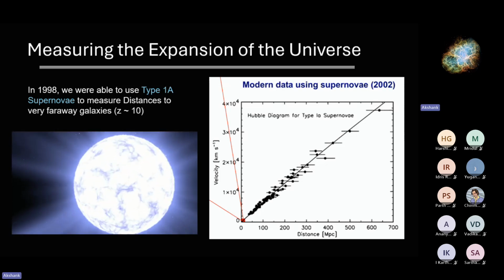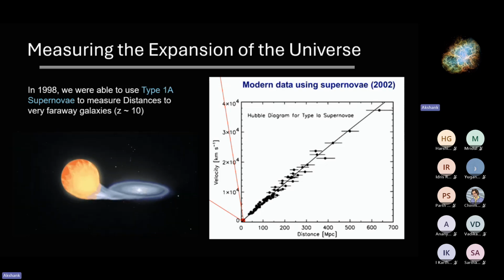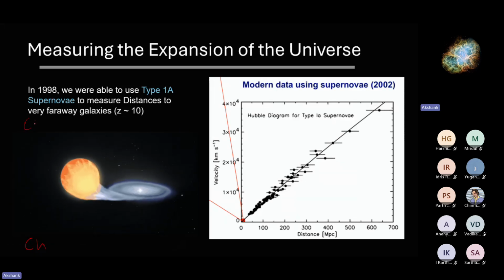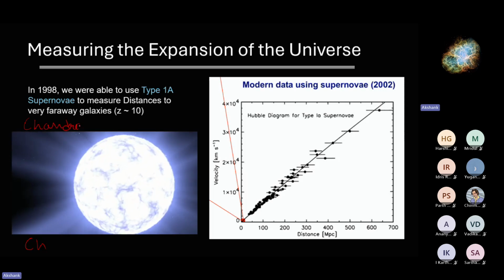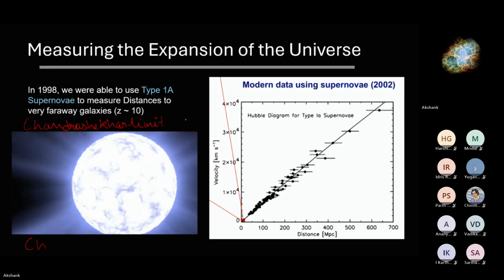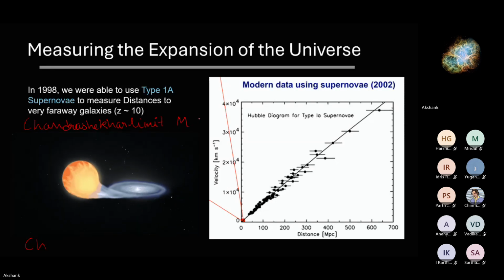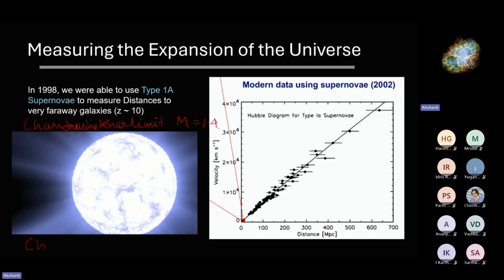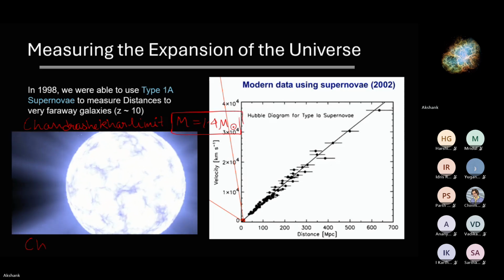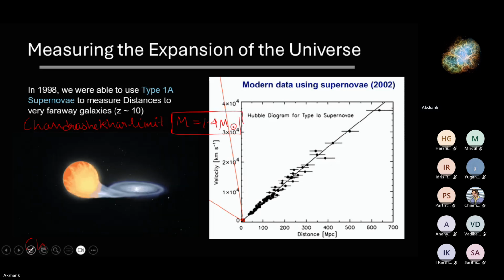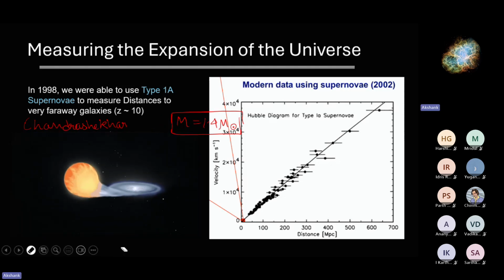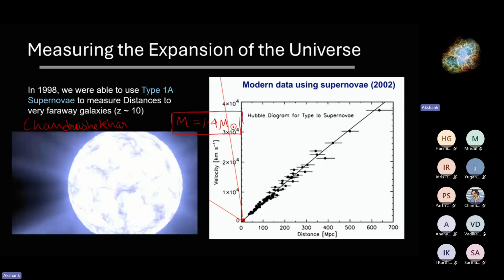Once the white dwarf reaches a limit known as the Chandrasekhar limit, which is about 1.4 solar masses, 1.4 times the mass of the Sun, that is called your Chandrasekhar limit. What happens? The whole white dwarf explodes, and that explosion is known as a type 1A supernova.